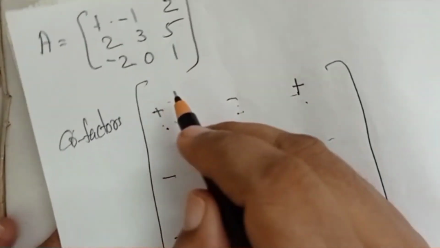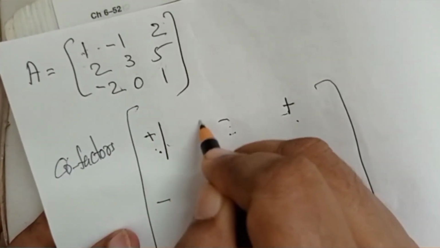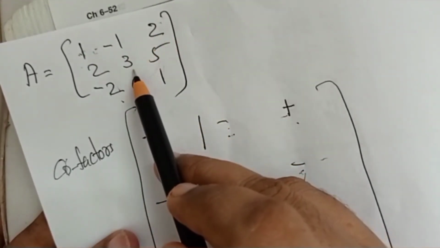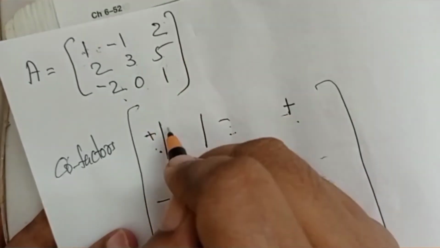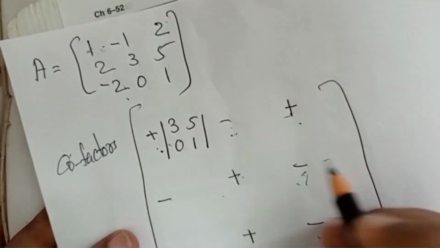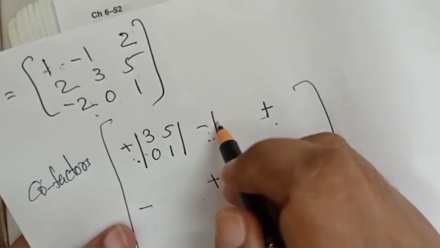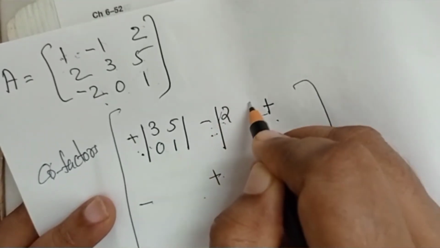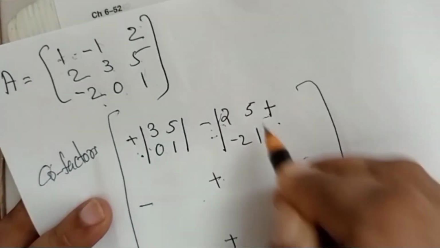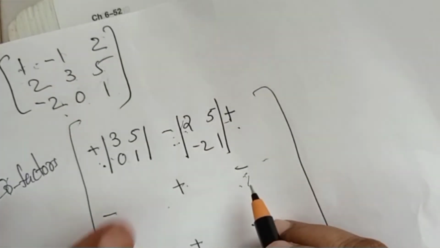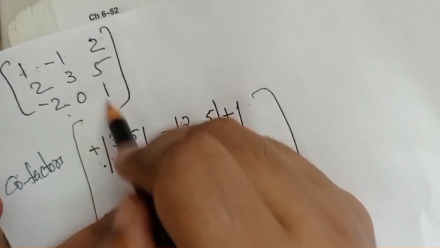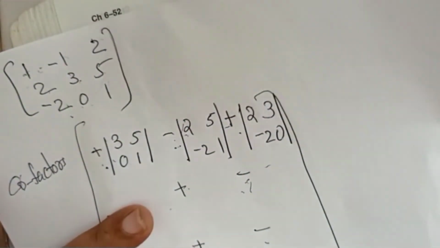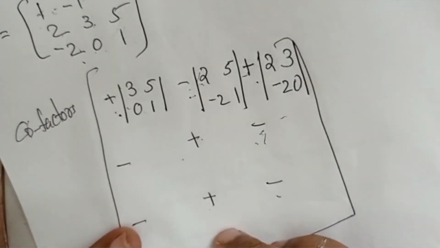Then plus into, what is the minor of 1? Look at the board. Minor of 1 means deleting its row and column: 3, 5, 0, 1. What about the second? 2, 5, minus 2, 1. Then the third one: deleting that, 2, 3, minus 2, 0. You have to find the 9 cofactors.